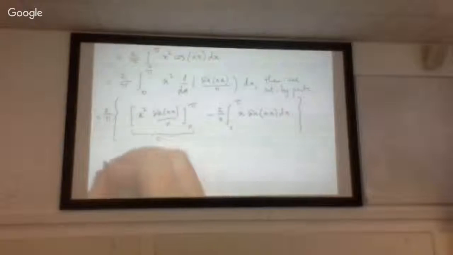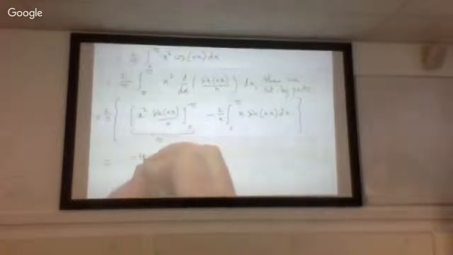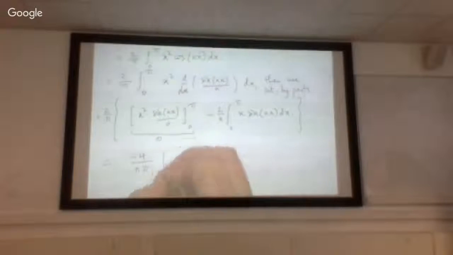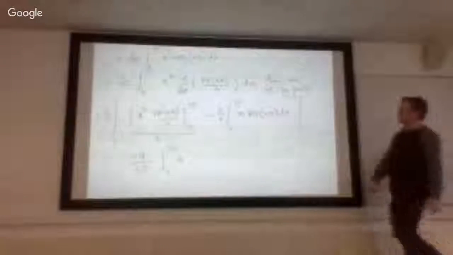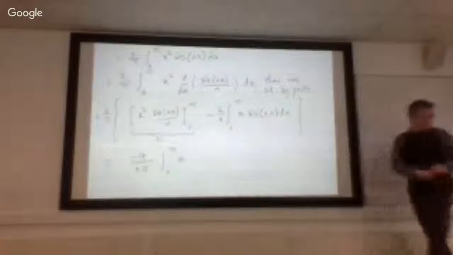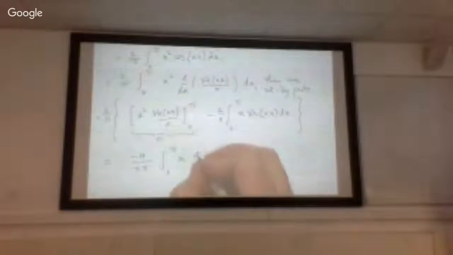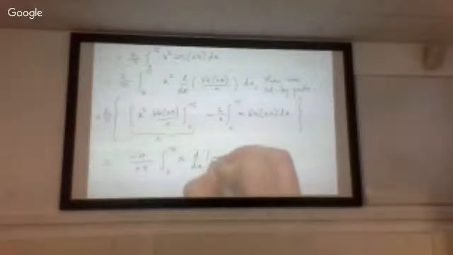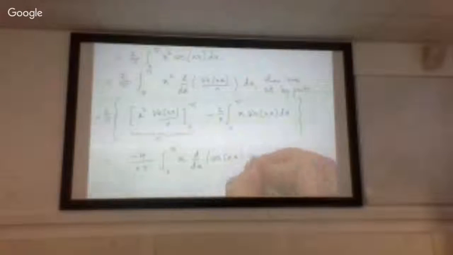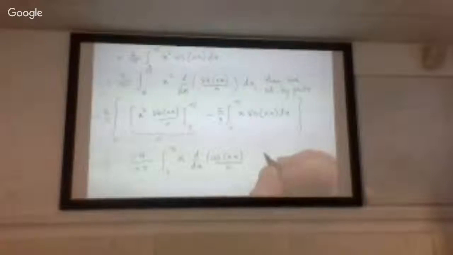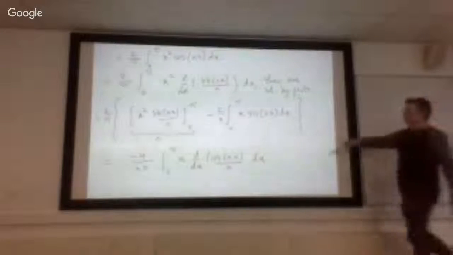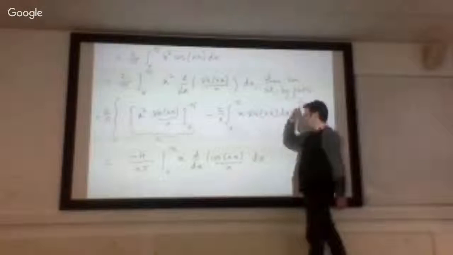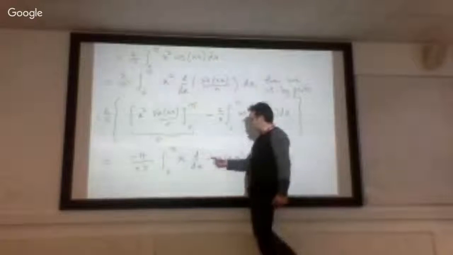So this, yeah, maybe write down the simplification line. So we've got minus 4 over n pi times the integral from 0 to pi of x. And now to prepare for the integration by parts, I want to rewrite that as a derivative. This is the derivative d dx of cosine nx over n, dx. But of course I get an extra minus sign because sine is the derivative of minus cosine.